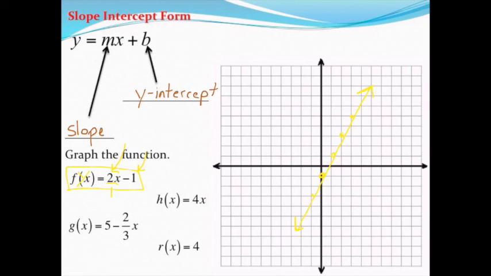Okay, so here are a few more examples, although I'm trusting you guys know what you're doing on these. When I want to graph g of x, notice that 5 this time is my y-intercept. Even though I put it in front, it's still the constant. So count up 5, 1, 2, 3, 4, 5, and put a point.